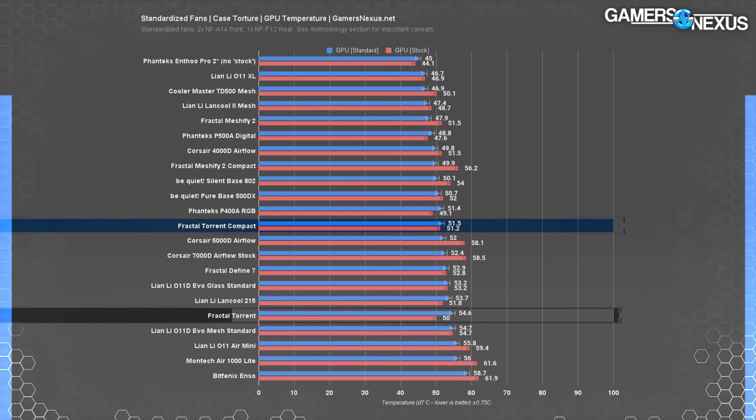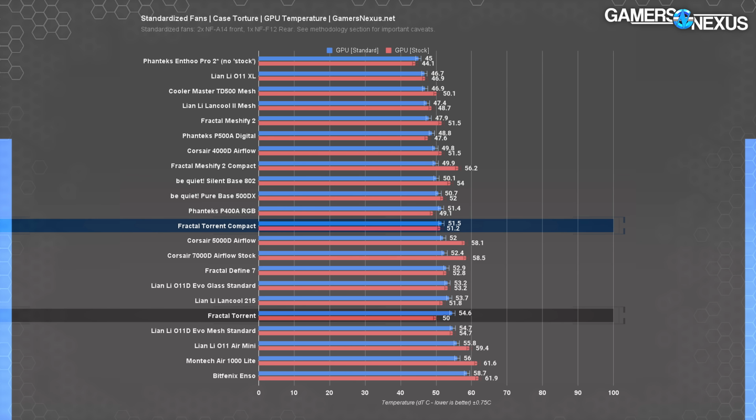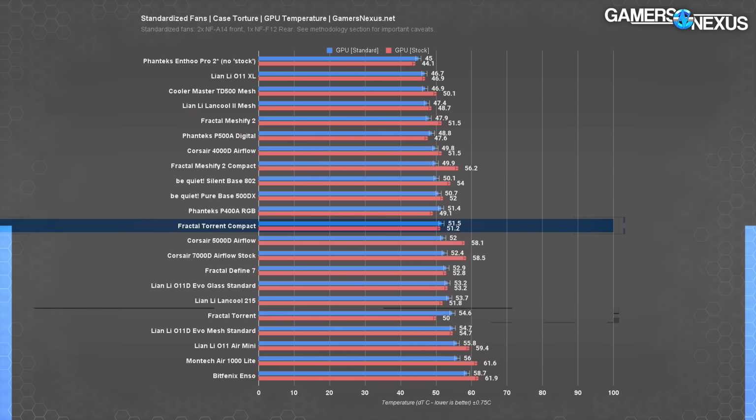Again, the original Torrent performed worse with this set of fans and averaged 55 degrees, allowing the Compact to pull ahead. The smaller case can be more effectively cooled by the smaller fans, but that information is of limited use, since most people buying Torrents will use the large stock fans.